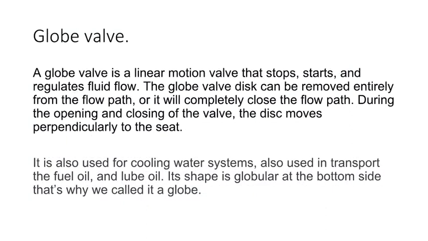Globe valve. A globe valve is a linear motion valve that stops, starts, and regulates fluid flow. The globe valve disc can be removed entirely from the flow path, or it will completely close the flow path. During the opening and closing of the valve, the disc moves perpendicularly to the seat. It is also used for cooling water systems, and to transport fuel oil and lube oil. Its shape is globular at the bottom side, that's why we call it a globe.